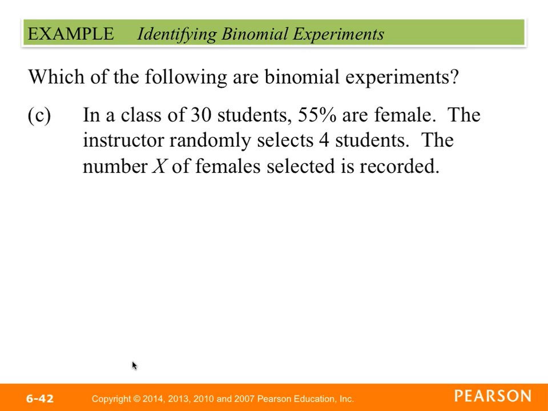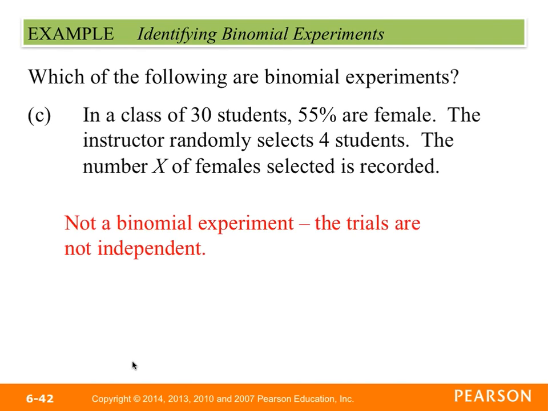Okay, in a class of 30 students, 55% are female. The instructor randomly selects 4 students, and the number X of females selected is recorded. So this is also not a binomial experiment because the trials are not independent. If you think about it, if we have only 30 students in a class, if I select one of them, then that means that they've been picked out of the pool.